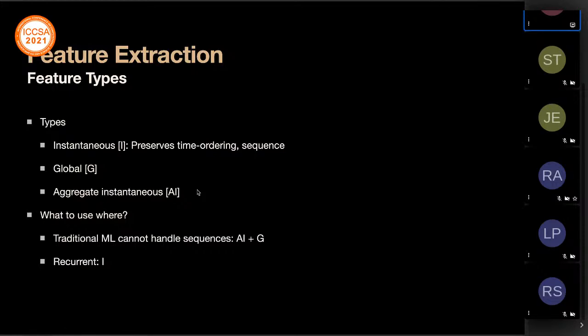So what do we use where? The traditional machine learning model can't handle sequences. So we pass single values, that is the aggregate instantaneous or the global values. And for recurrent models, since they can handle sequences, we pass instantaneous features. So in a sense, each input is a sequence.